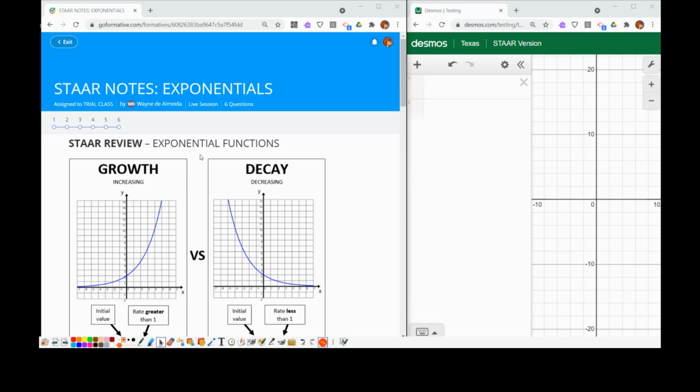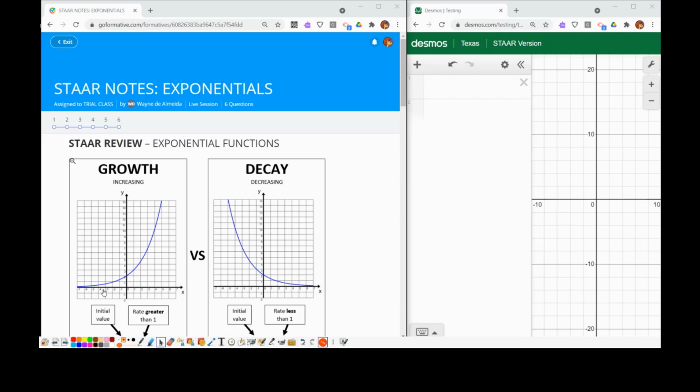Hello and welcome. This lesson is going to be a STAAR review on exponential functions in order to help you prepare for the STAAR test.